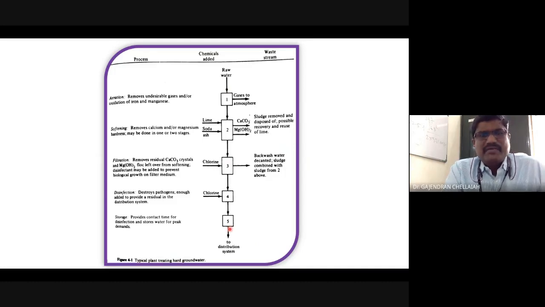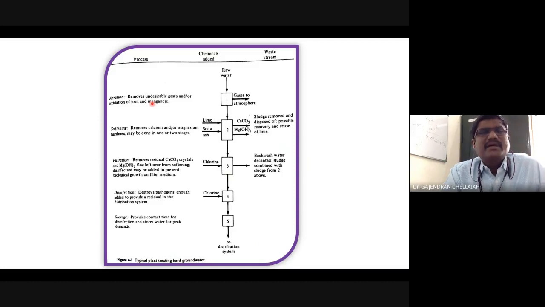So if you have a hard groundwater, where the hardness is not acceptable, especially calcium carbonate hardness or magnesium hydroxide carbonate hardness is high, then how are we supposed to treat the water? These are the 5 steps in the treatment system. First, we have the raw water, which will go to the first step, aeration.